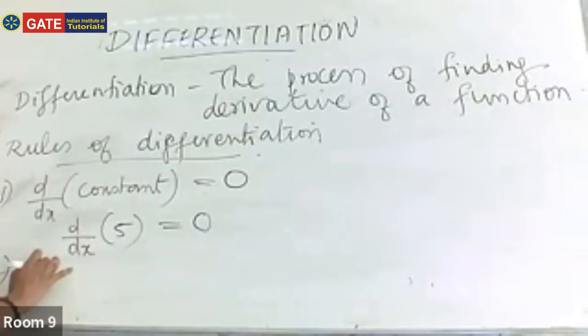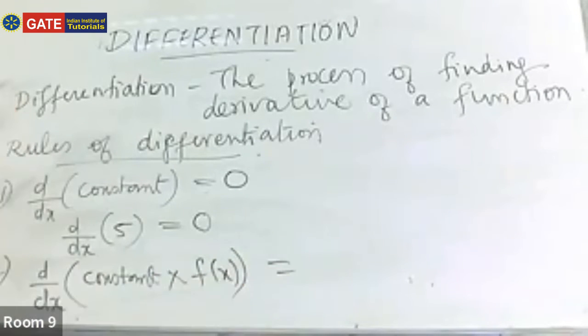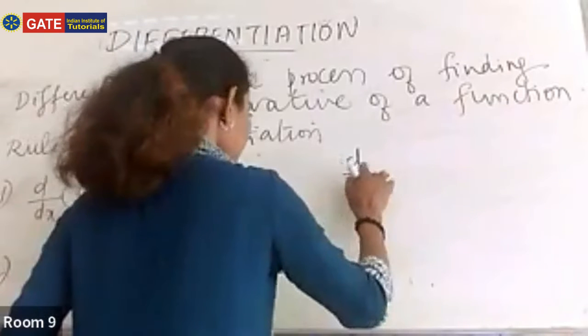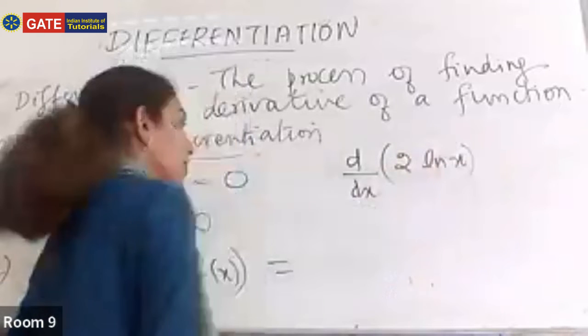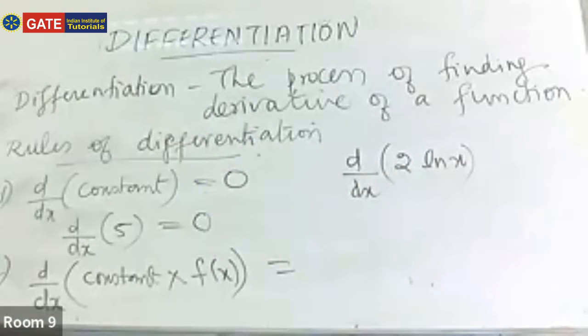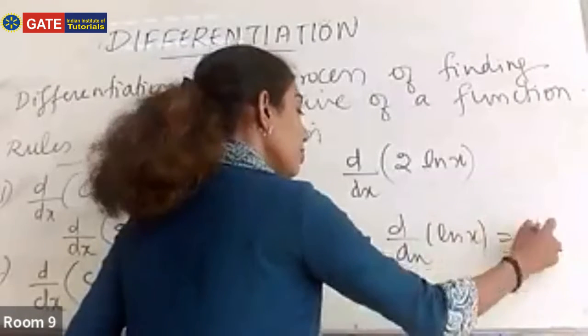Then second rule is, if you want to find derivative of some constant times some function of x. Like for example, what is the derivative of 2 log x? No, it is not 1 by x simply. Derivative of log x is what? It is 1 by x, right?